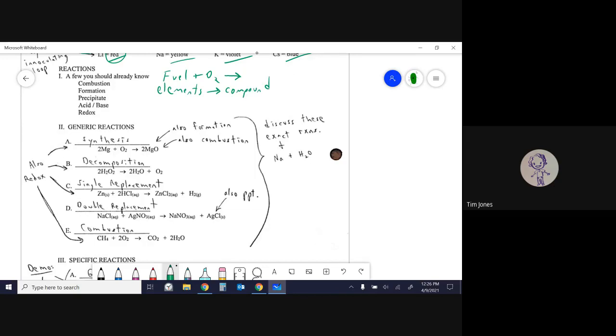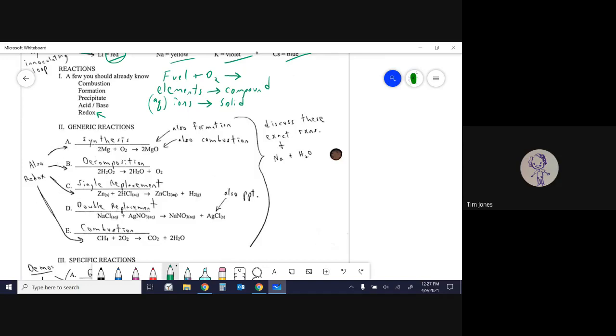Precipitate, we studied that one in detail, is when you typically have aqueous ions, and then they form a solid. That one should be pretty familiar to you. Acid base, well, you have an acid and a base, and often they neutralize each other to form water, but not always, but that's a good starting point. And then redox we just did, and that's when you have some electrons being given by somebody and taken by somebody, hence the reduction and oxidation, which you should be very familiar with since we just did that unit.